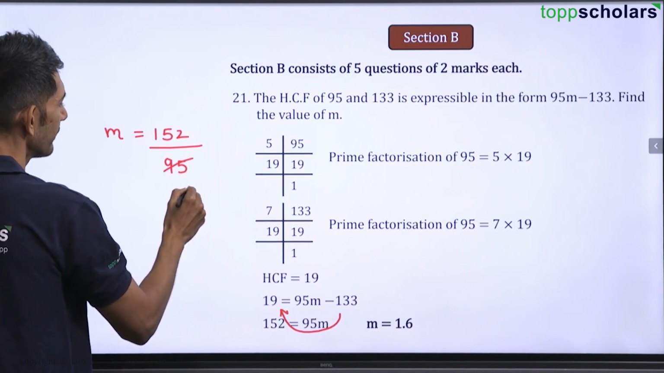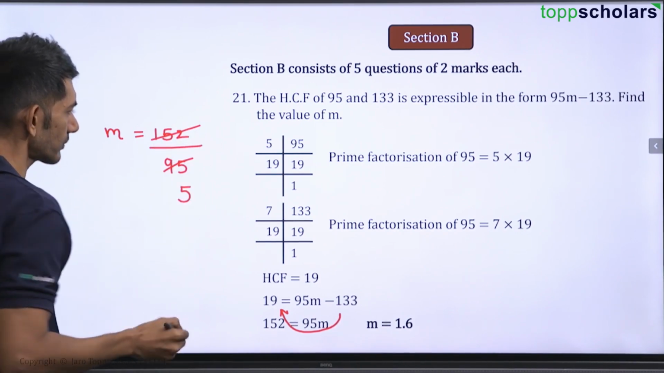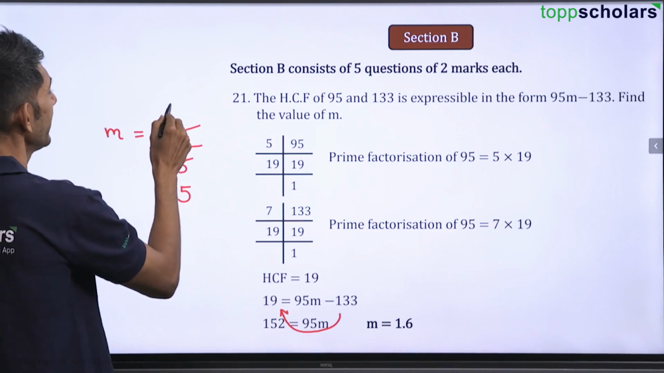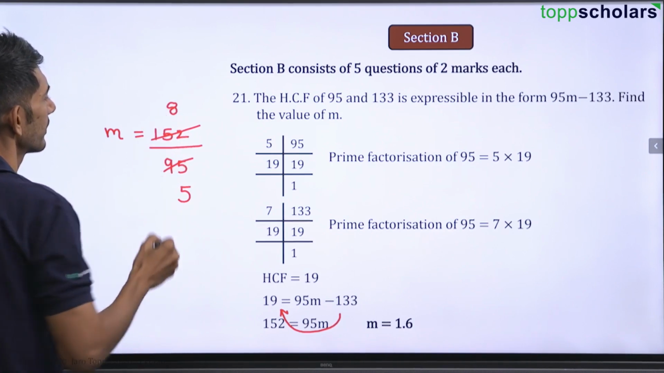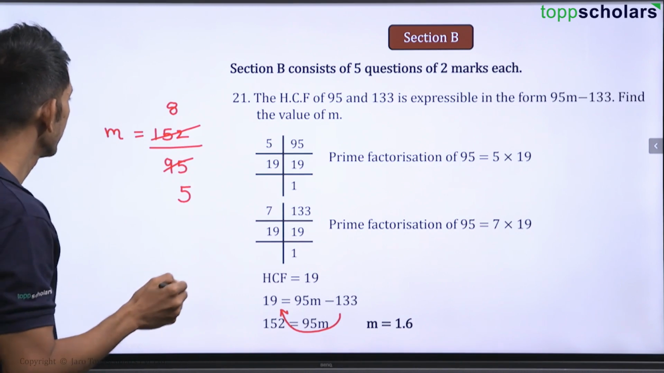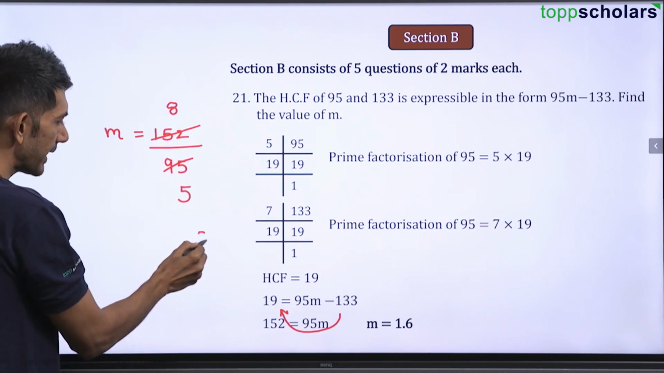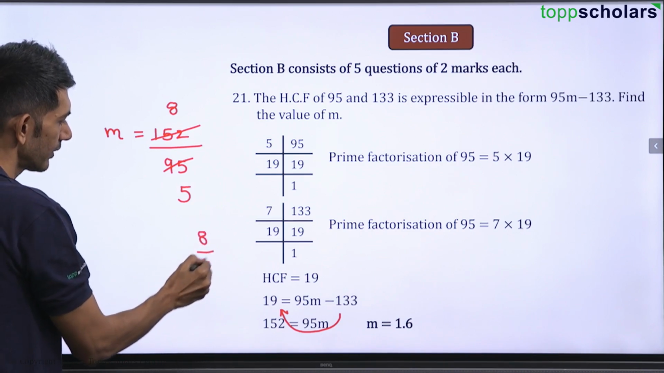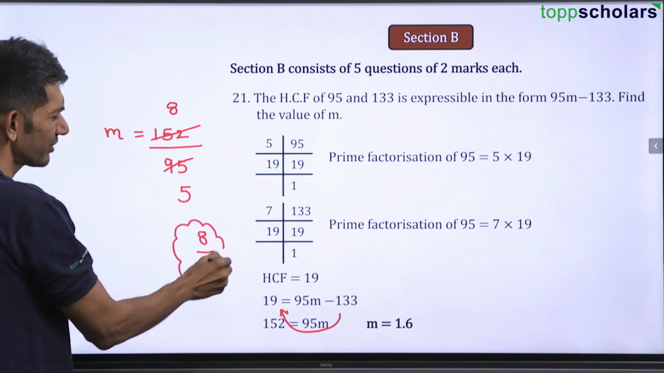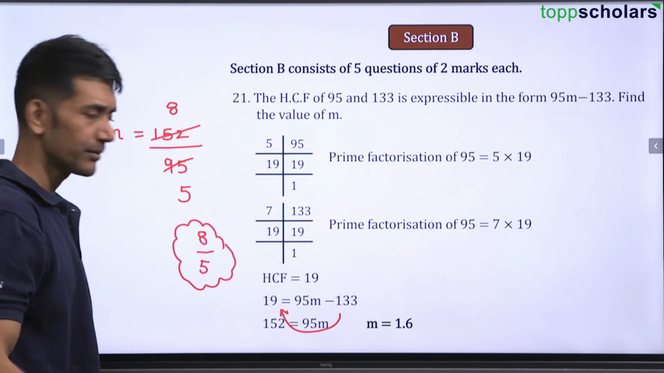So 19 5s are 95, right? 19 8s are 152. So you get 8 by 5. Even if you want to keep 8 by 5, you can keep 8 by 5 as your final answer. That's your choice. Correct? Perfect. Let's continue.